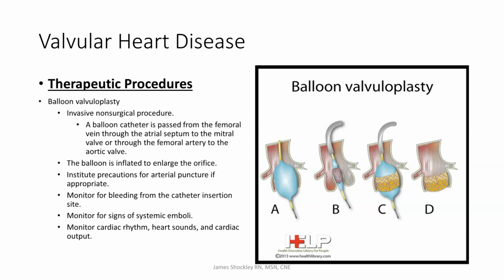We're going to institute precautions because it's still just like cardiac cath lab. We have that arterial puncture, and we're threading that guide wire and that catheter through the heart, especially if it's on the left side of the heart that we're trying to get to. It's got to go through the right side into the left side. Of course, we want to monitor for systemic embolization. We want to monitor their cardiac rhythm, heart sounds, and cardiac output.